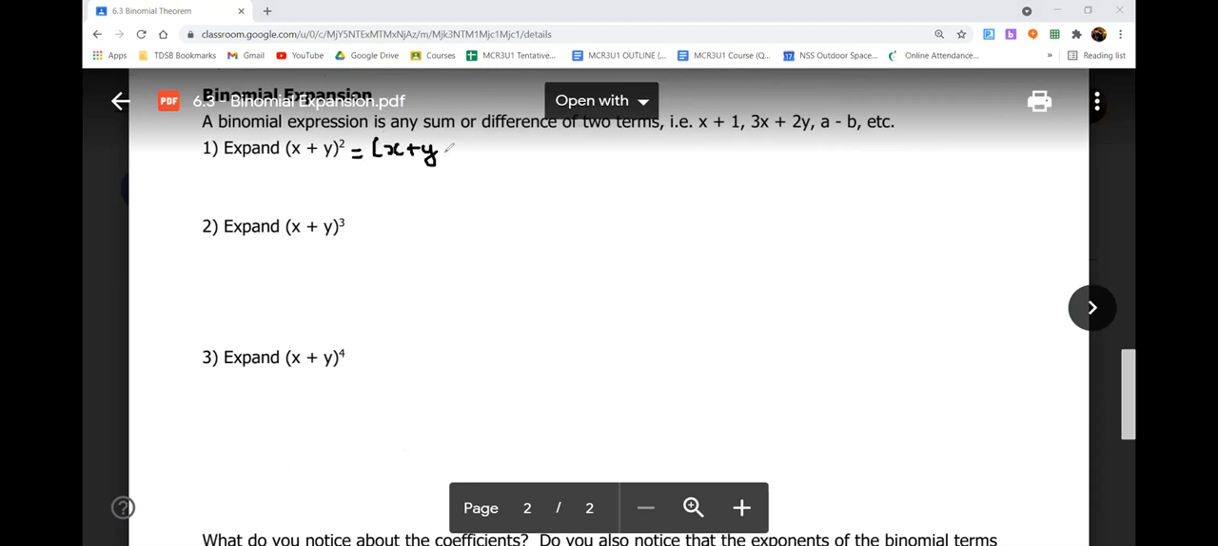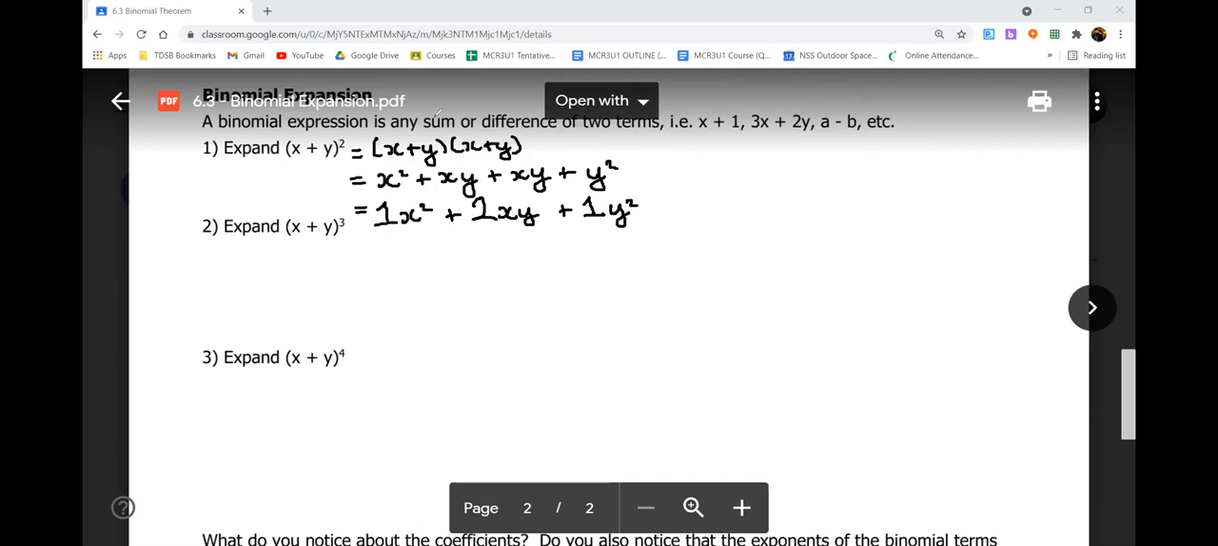We have x plus y times x plus y, which is x times x, x times y, y times x, y times y. So I could say this equals 1 x squared, 2 xy, 1 y squared. Is there a coincidence between this exponent and the values you see here? Maybe not. Let's continue. I'm going to use blue this time.